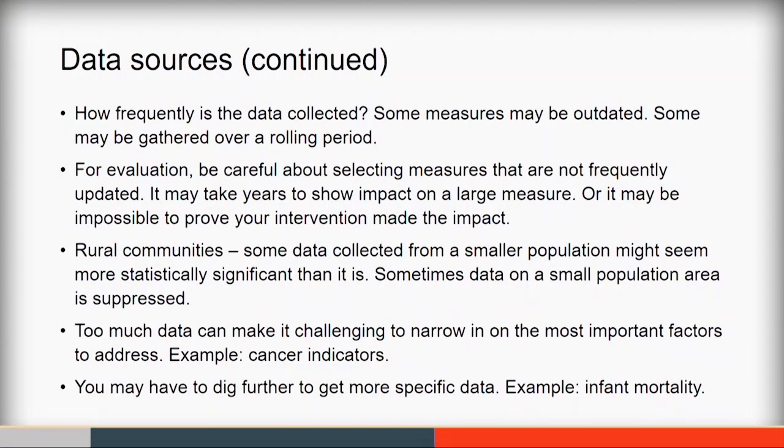And then you want to be careful about selecting measures that aren't updated frequently if you're going to pick one for evaluation. So it may take years to show an impact on a really large measure. You may have a statewide or county measure that you think you want to impact, but the measurement period may be far behind. It may be 10 years into the future until you can start to see where some of that information came from. And then it may also be difficult to prove that your intervention impacted it. There could have been a lot of other things that made something go up or down.